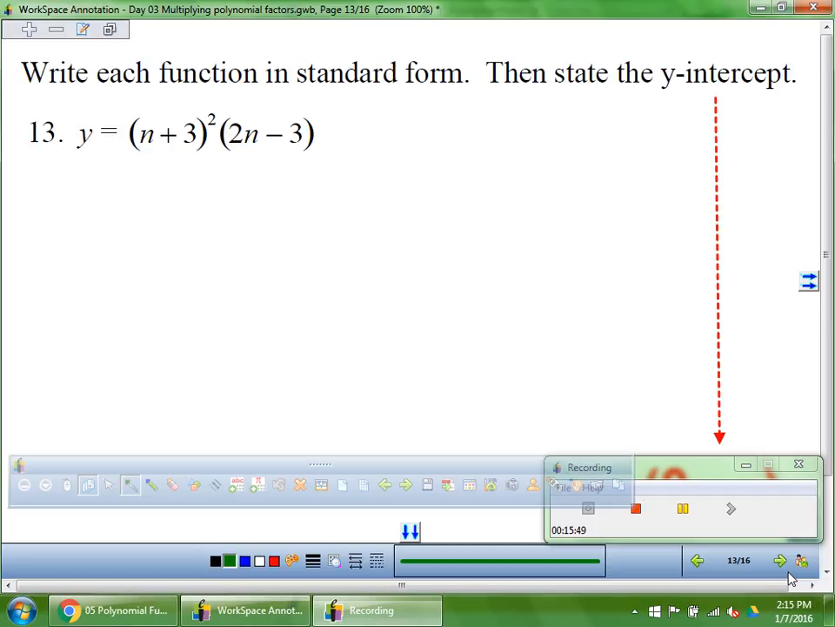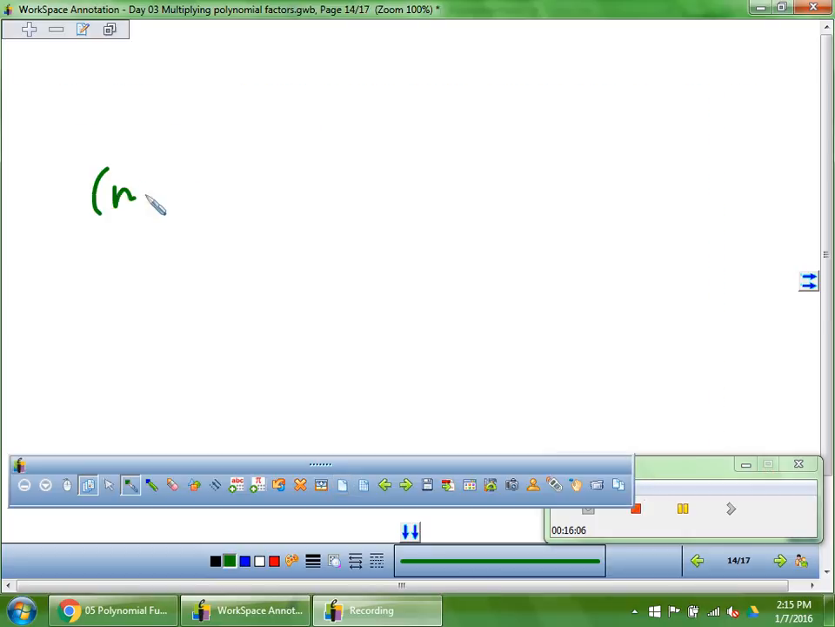Okay, let's try one more. How about this one? We'll start this one, and then I'll hand out the worksheet because this is on your worksheet too. N plus 3 quantity squared. What does that mean? Okay, I'm going to take this and put it on a different side just for 1 second. N plus 3 quantity squared. I'm curious if this is the same thing as n squared plus 9.